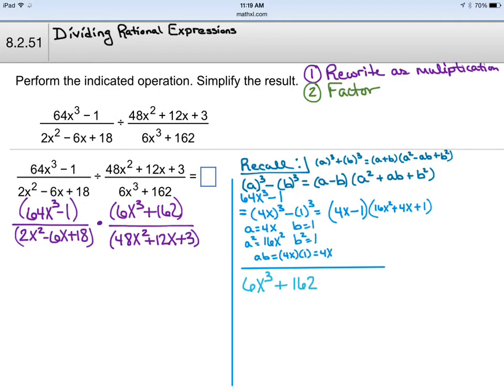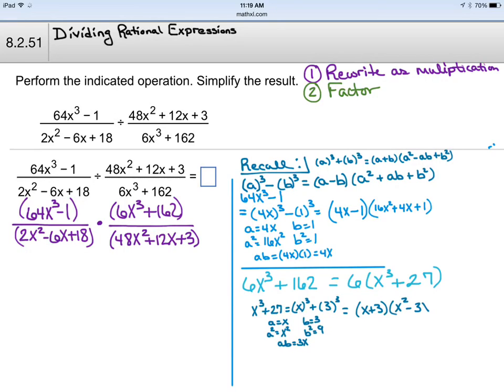Now the next one, the 6x cubed plus 162, we may not recognize that right off as the sum of two perfect cubes because 6 is obviously not a perfect cube. But there is a common factor, or a greatest common factor of 6 in this problem. And if we factor out the 6, we will end up with 6 times x cubed plus 27. And x cubed plus 27 is the sum of two perfect cubes. We can rewrite this as x to the third plus 3 to the third. This will give us, when factored, x plus 3 times the quantity x squared minus 3x plus 9.